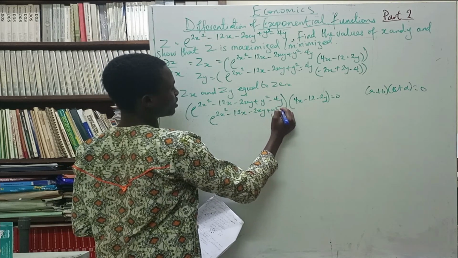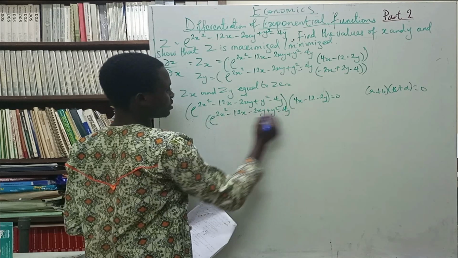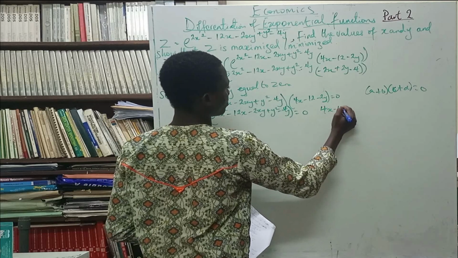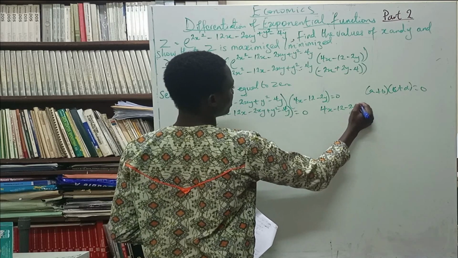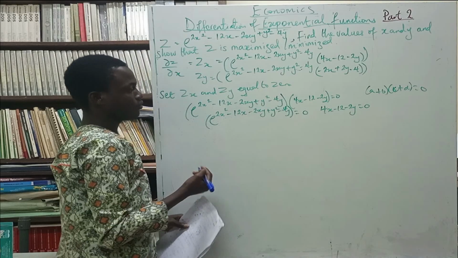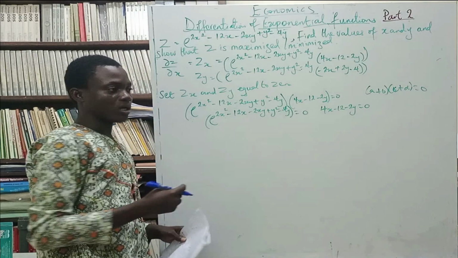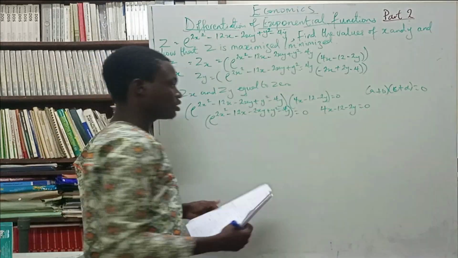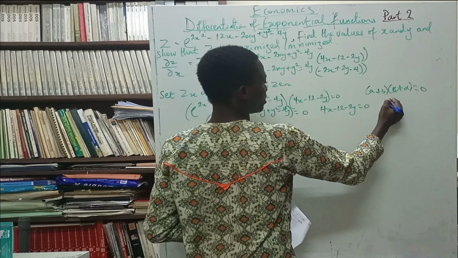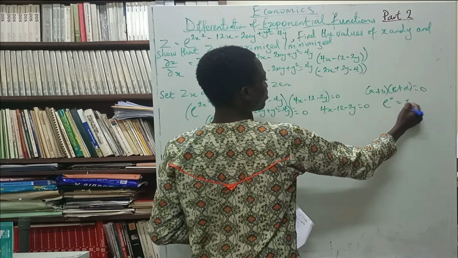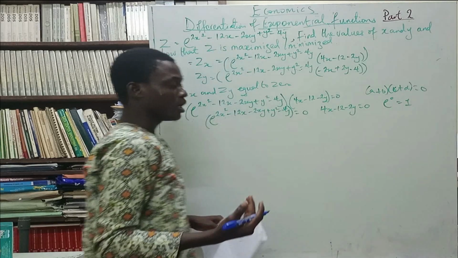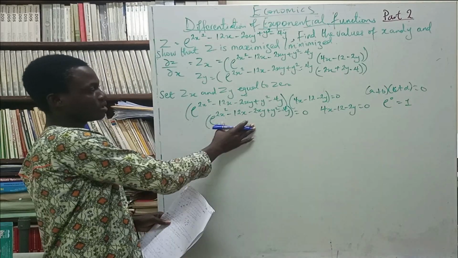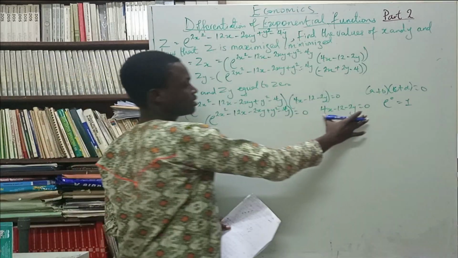2xy plus y squared minus 4y equals 0, and then we have 4x minus 12 minus 2y, which is also equal to 0. Since there is no value of x and y, even if x and y were 0, we end up with e raised to the power 0, which is 1, so it's not going to give us 0. That tells us there is no value of x and y that will make this equal to 0. So we leave this and focus on this one.